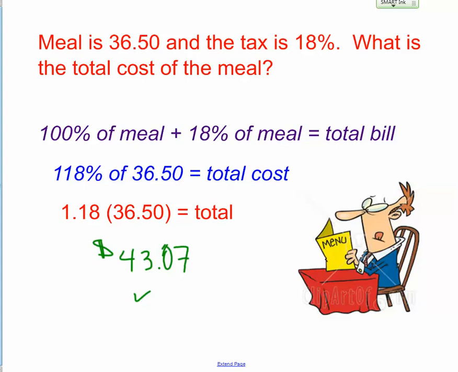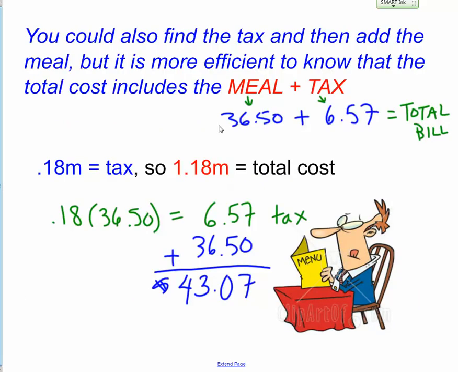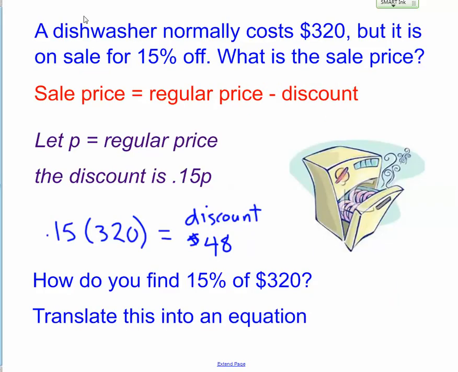So it's just a multiplication problem. But I also could do it in two steps. I could take the meal itself and find the 18%. That's the tax, which is $6.57, and then I could add it to the meal and I still get $43.07. But I have to do it in two separate steps. Because remember, this one here times 36.50 takes the 36.50 and adds the 6.57 in one multiplication problem. So it's a shorter way, but you can always do it in two steps if that makes more sense to you. Okay, the same thing with this one.